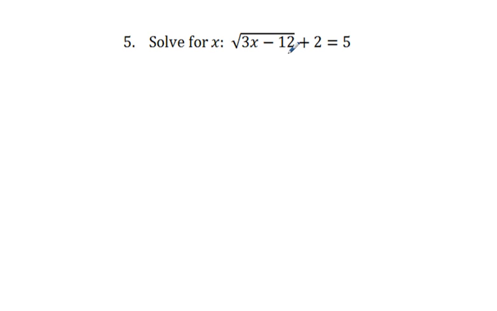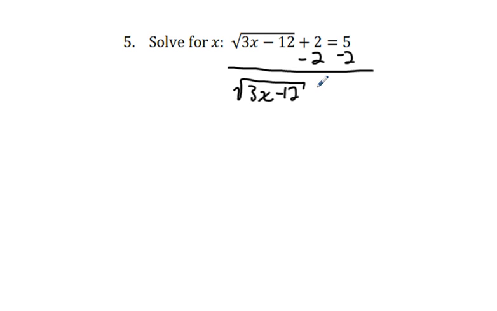All right, last one. This one's a little bit different. We have a radical instead of a squared part. So what we got to do for these, we have to get the radical by itself. So I'm going to start by subtracting 2 from both sides. So you get the square root of 3x minus 12 is equal to 3. To undo a radical, you need to square both sides.